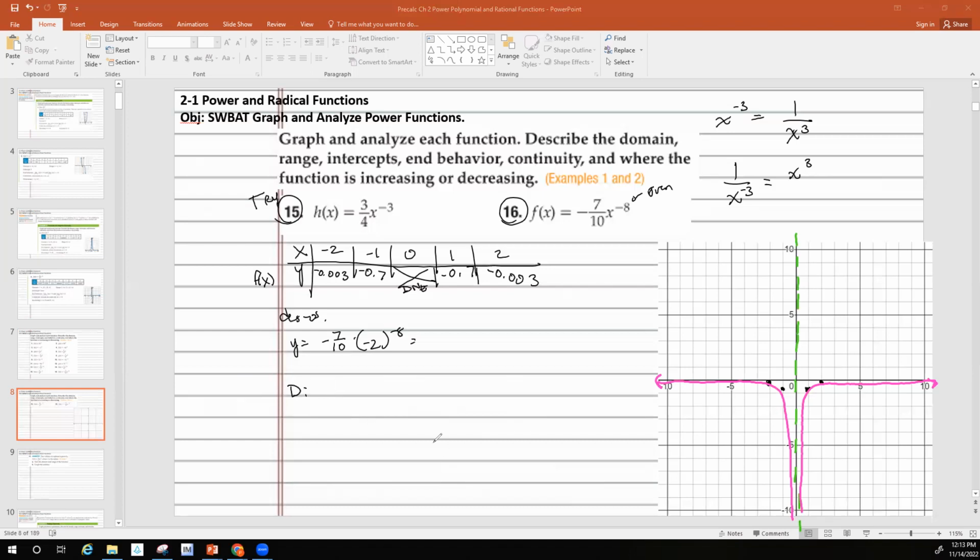So the domain would be all real numbers, but then we have an asymptote here at 0, so it goes from negative infinity to 0, union 0 to positive infinity. The range is going to be, the lowest it goes is negative infinity. The highest that it goes is almost 0. It doesn't reach 0, but it gets close.